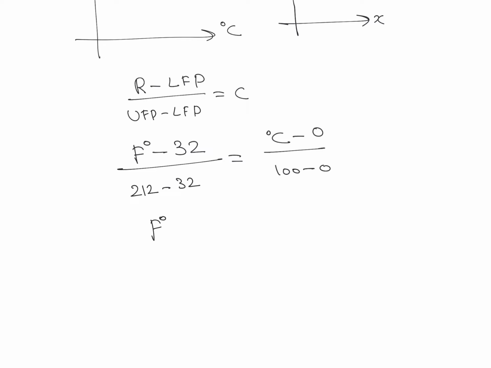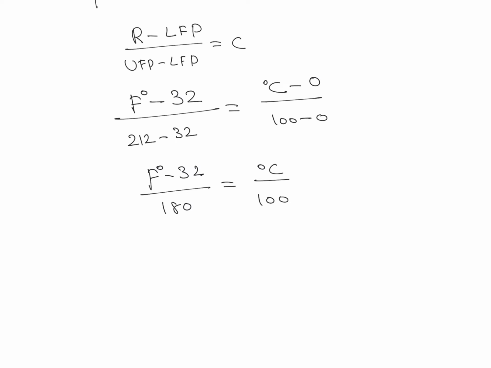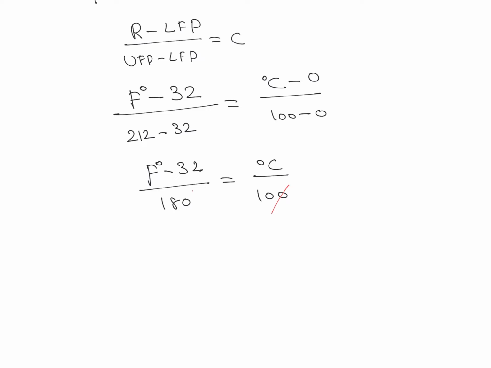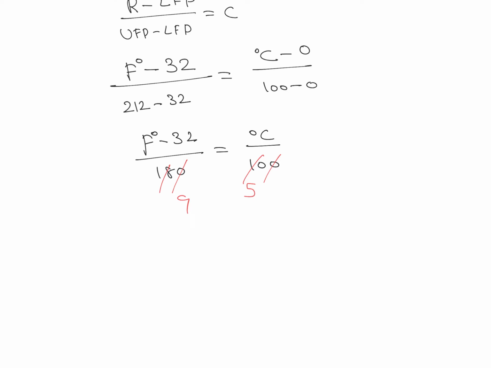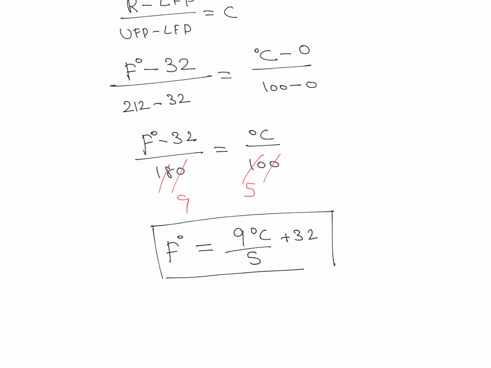So we can write: reading in Fahrenheit scale minus 32, divided by 180, is equal to reading in degree Celsius scale divided by 100. Cancelling the tens, here we get 5 and here 9. So we can write the reading in degree Fahrenheit is equal to 9 into the reading in degree Celsius divided by 5, plus 32. So this is the relation between the Fahrenheit scale and the degree Celsius scale.